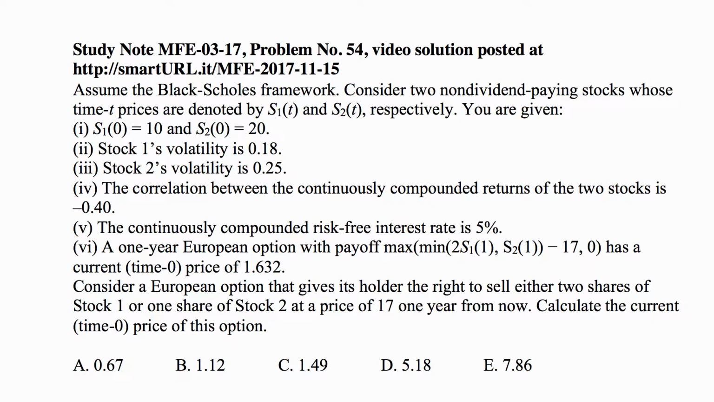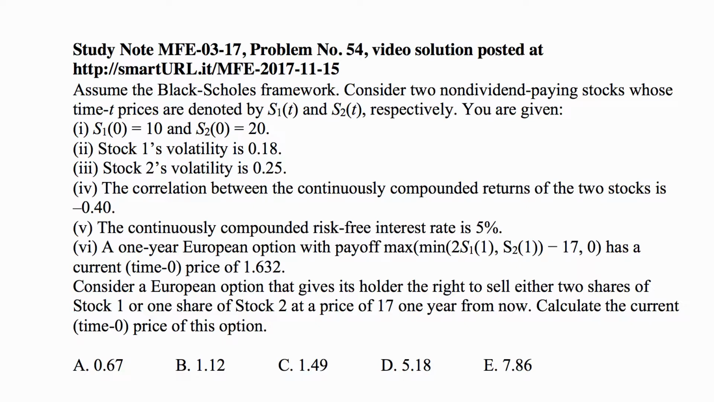Here's a problem for today for exam MFE. Assume the Black-Scholes framework. Consider two non-dividend paying stocks whose time t prices are denoted by S1 of t and S2 of t, respectively. You are given that S1 of 0, so the price of the first one at time 0, is 10, S2 of 0, so the price at time 0 for the second stock, is 20.